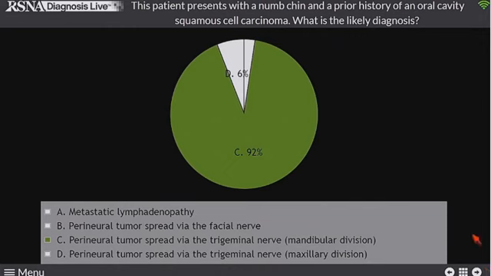92% of you said that was perineural tumor spread via the trigeminal nerve mandibular division. That's correct. And again, that course up into the skull base, we know where that hole's got to be. We can see the course of V3 extending up into the posterior aspect of the cavernous sinus. Classic depiction of perineural tumor spread, and a pretty classic history, that prior history of squamous cell carcinoma.